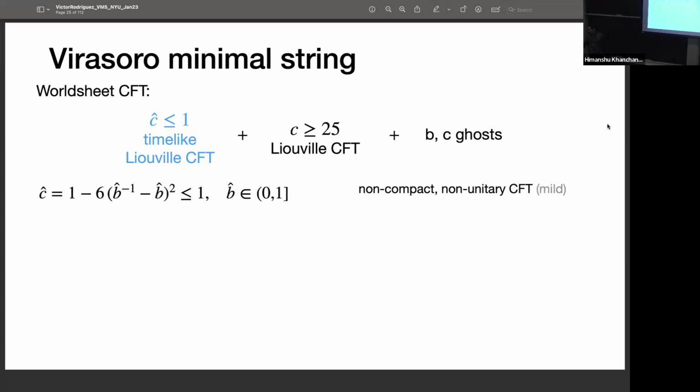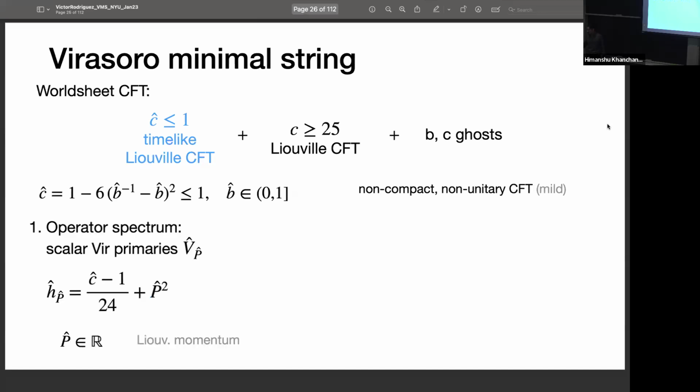Okay. So it's still not compact. It comes in a continuum. It's not unitary, which is kind of a funny part, but it's only a really mild non-unitarity. One way to see it is that with C less than or equal to 1, this could be negative. So it's a little bit of a violent unitarity bound, but it's only small.